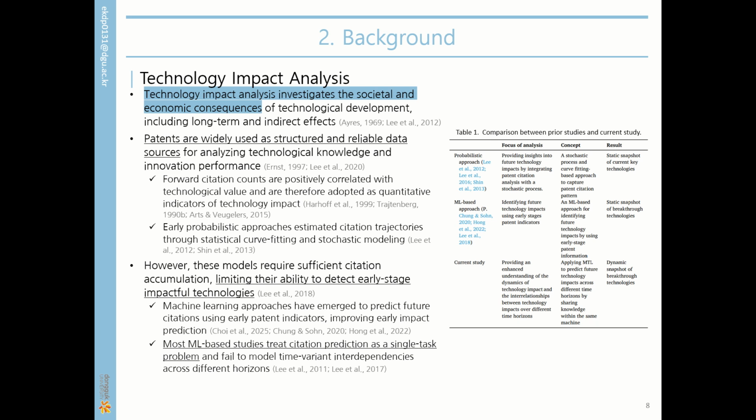So this explains the background of technology impact analysis. Patents are widely used as data sources for analyzing technological impact, and forward citation counts are commonly used as indicators of technological value. Early studies mainly relied on probabilistic models, but these require sufficient citation accumulation and have limitations in early prediction. Machine learning approaches have recently been used to improve citation prediction. However, most studies treat prediction as a single-task problem and don't consider the dynamic relationships between different time horizons.